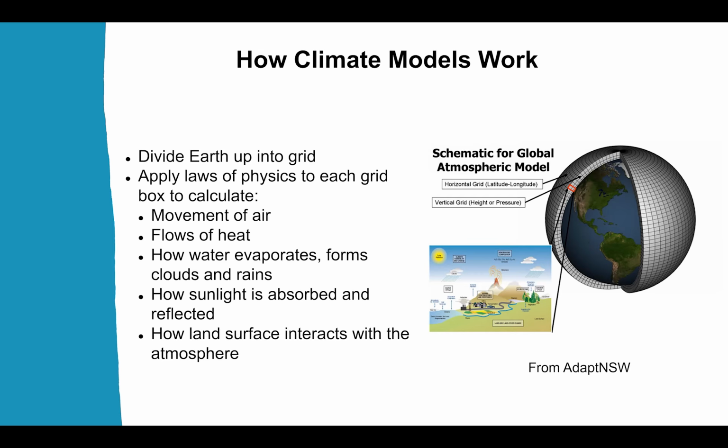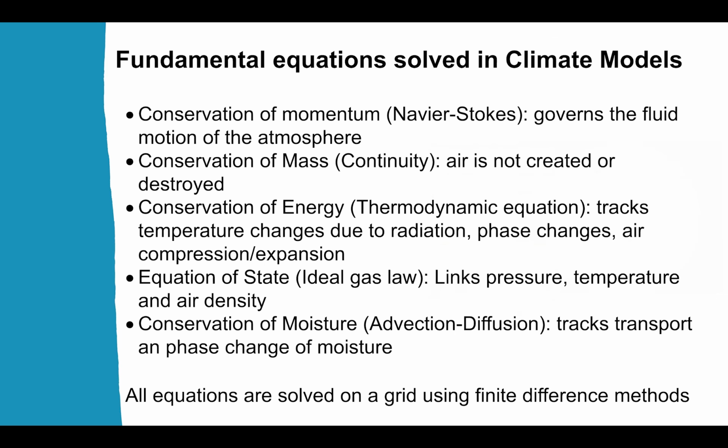So we solve for the movement of air, for the flow of heat, for the movement of water and the transition between different phases of water, for how sunlight is absorbed and reflected, and how the land surface interacts with the atmosphere in the multitudes of ways that the land surface does. In order to do that, we're solving what are sometimes called the fundamental equations in the climate models. For conservation of momentum, so essentially the fluid flow of the atmosphere, we're solving the Navier-Stokes equations.